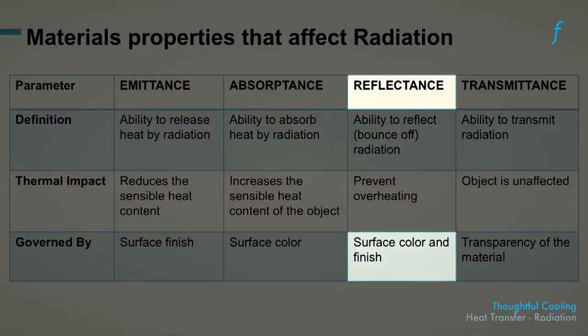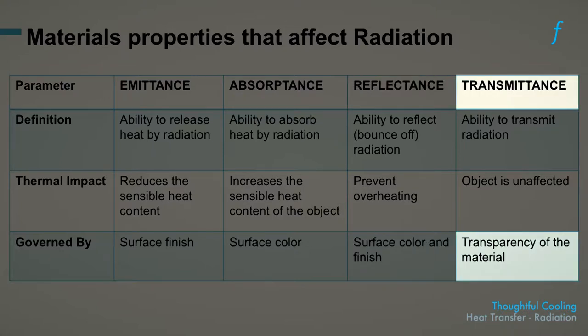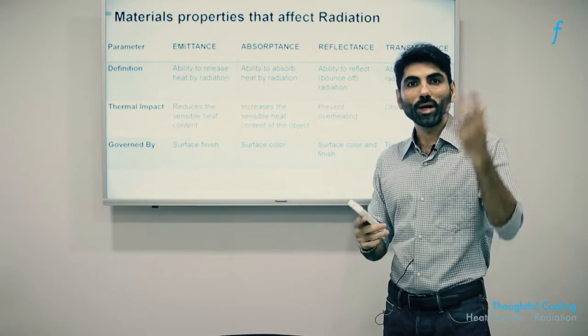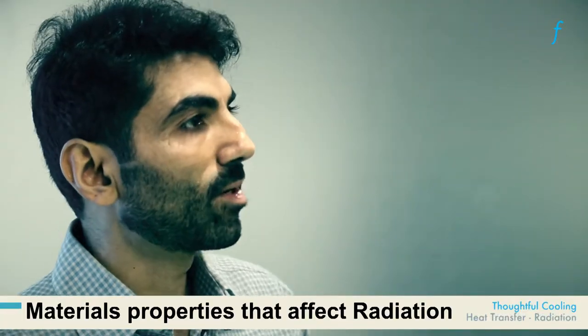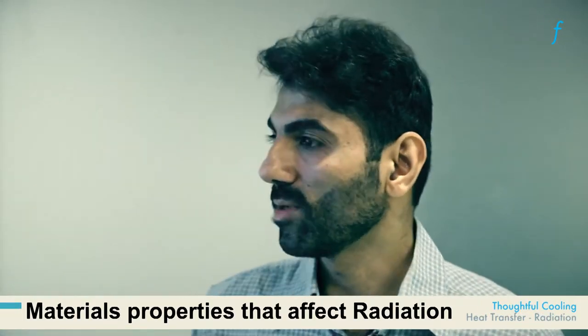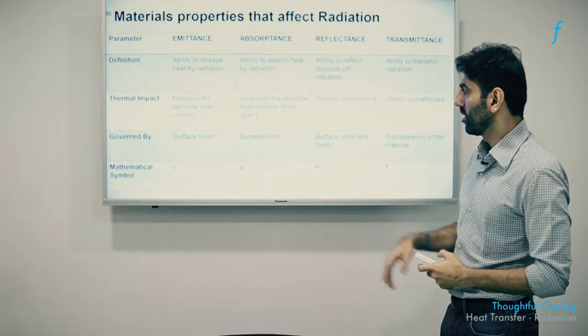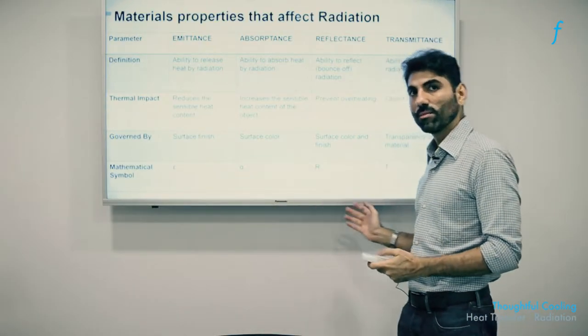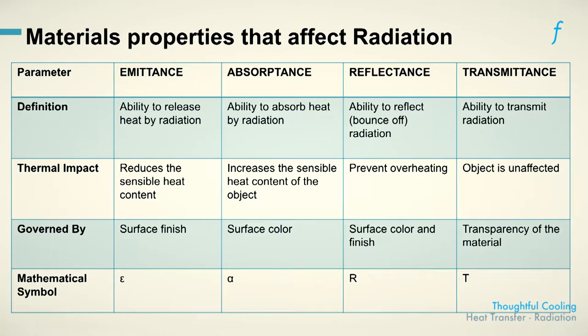Reflectance, you can play around with the surface color and finish, which means a more polished surface, for example, will reflect light more. This is quite intuitive. Transmittance, the only way to play around with this is to reduce the transparency of the material. So, for example, a tinted glass or a smoked glass, or one that has got etching on it, reduces the amount of transmittance. These are the conventional mathematical symbols that are used in equations. This is quite trivial.